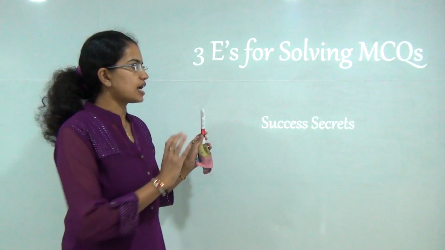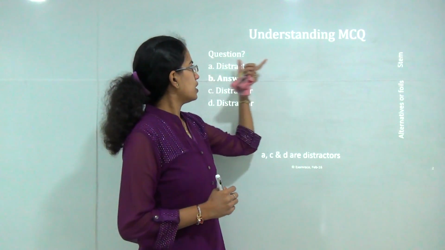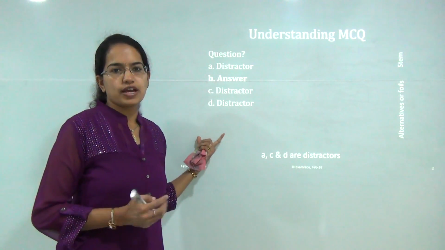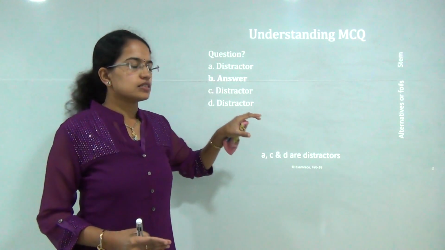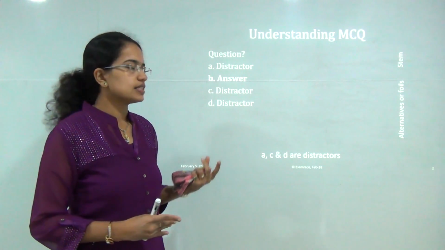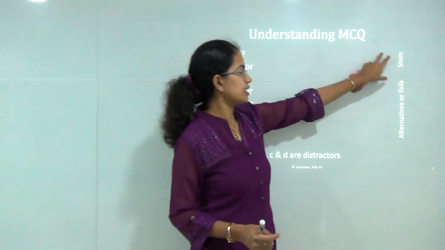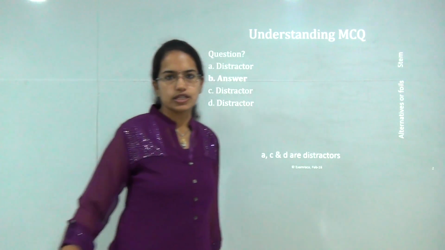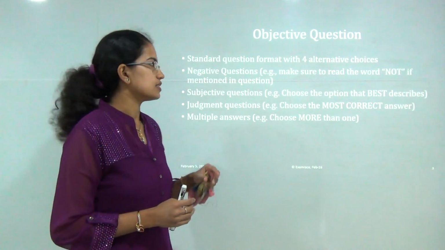Now, let's first understand what a multiple choice question is. So, we have a question, we have 4 or 5 choices. 3 of those are the distractors and one of them is a correct answer. In some cases, there are multiple correct answers. The question is known as the stem and the choices are known as the alternatives or foils. We'll be using this terminology throughout our session.